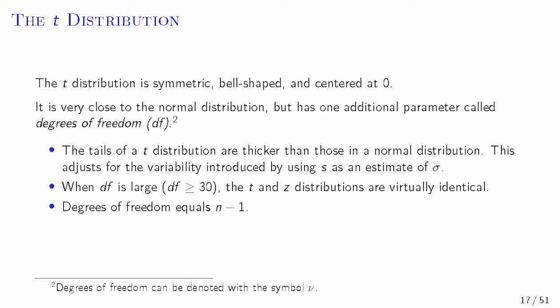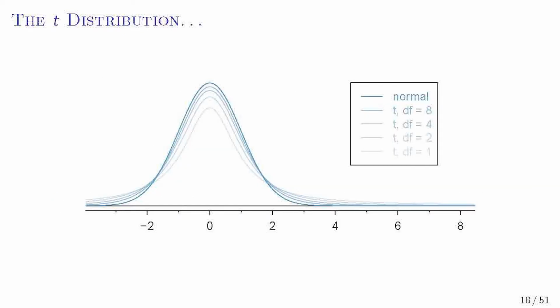We have a new distribution called the t-distribution. The t-distribution is symmetric, it's bell-shaped, centered at 0, very close to the normal distribution, but has an additional parameter called degrees of freedom. Tails are thicker than those of the normal distribution, and that adjusts for the variability of using an estimate. When the degrees of freedom are large, t and z are virtually identical. And by the way, degrees of freedom is equal to n minus 1. We can see how the t approaches the normal in this graph as the degrees of freedom increase. We see the tails get thinner and the peak get higher.